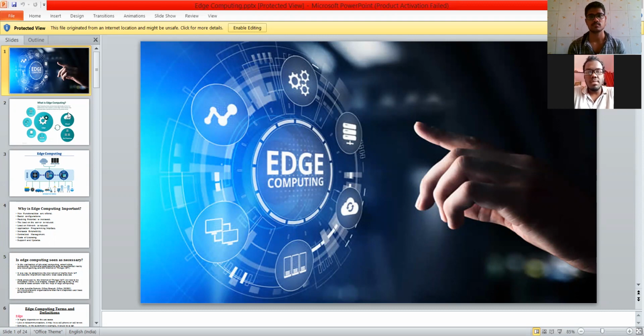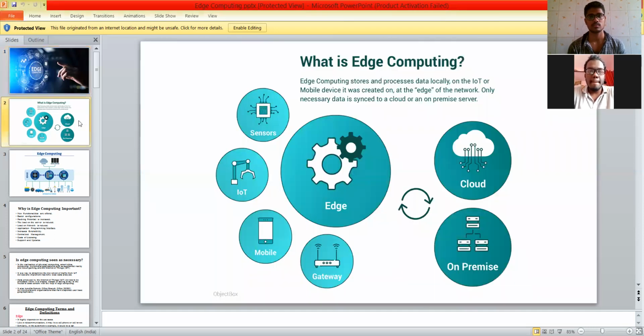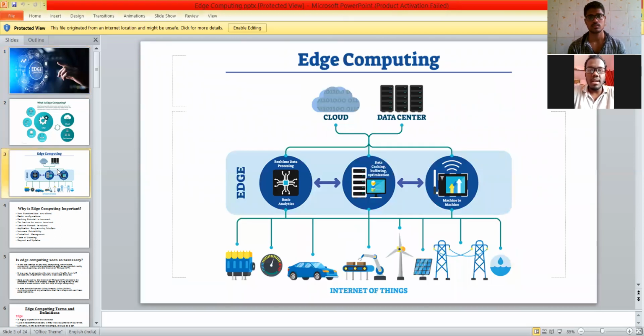Edge computing stores and processes data locally on IoT or mobile devices. It was created on the edge of the network. Only necessary data is synchronized to a cloud or on-premises server. Here you can use edge computing in sensors, IoT, mobile, gateway, cloud and on-premises. We can use edge computing with the cloud data center, where real-time data processing, basic analysis and data capturing happen before the operation.